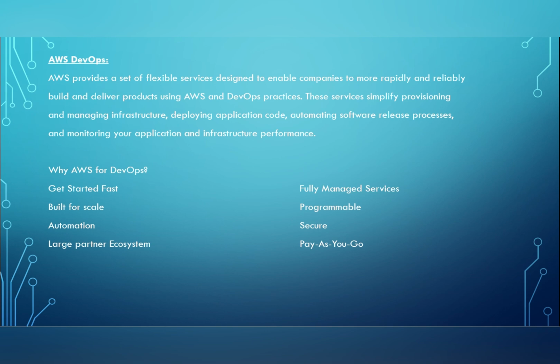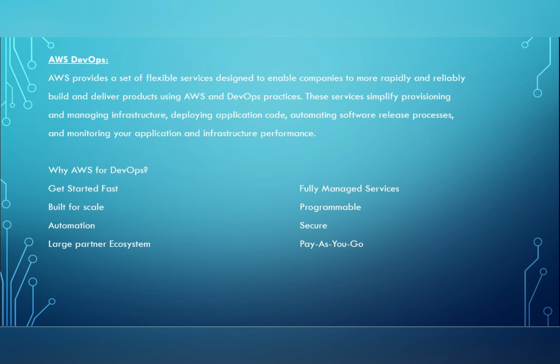Suppose you do it with only DevOps, we have to do all these things manually. But if you go with AWS DevOps, we can do these things with AWS DevOps. Now let's see why we should prefer AWS for DevOps.